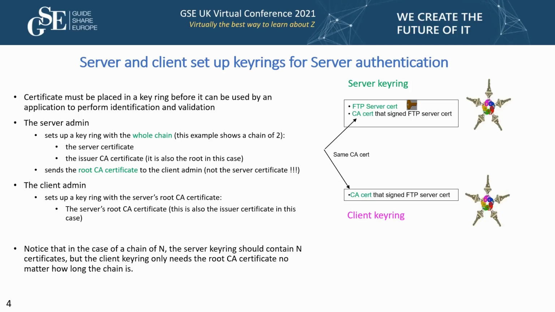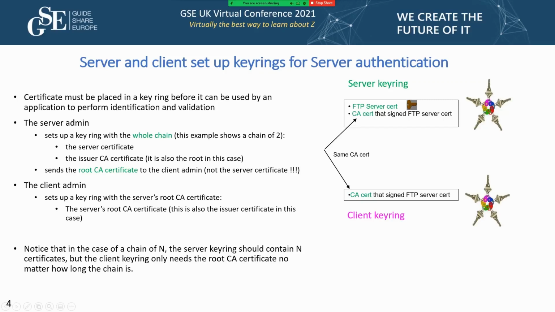And the server needs to send the root CA certificate to the client side. Remember, the certificate to be sent to the client side is the root CA, not the server certificate itself. Then the client admin also needs to set up a keyring with the server's root CA certificate. Notice that since I'm using a chain of 2, the server keyring only contains 2 certificates, the server and the CA that signs the server cert.